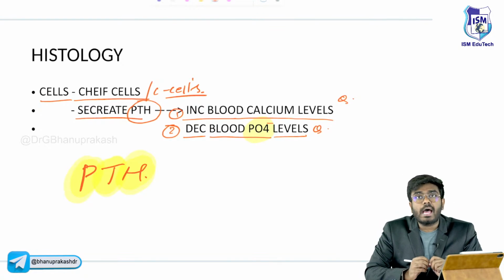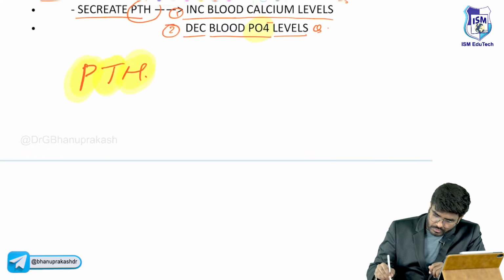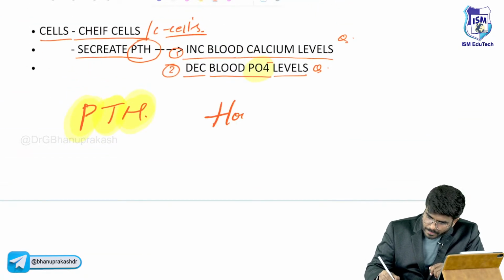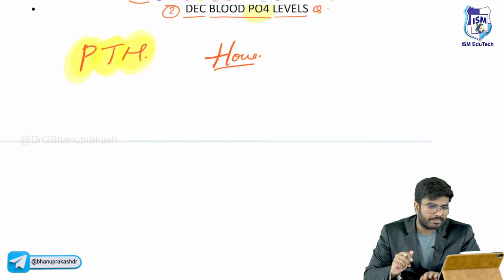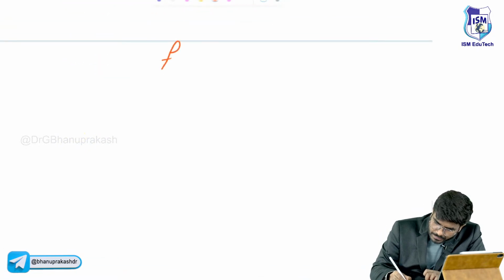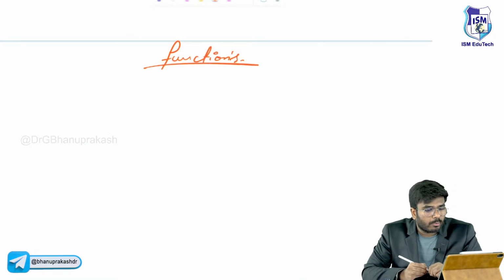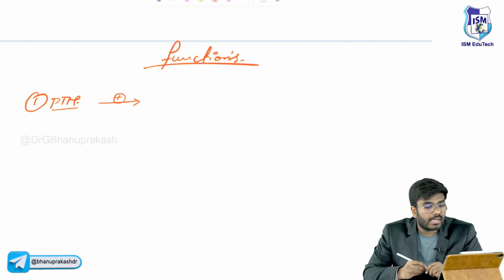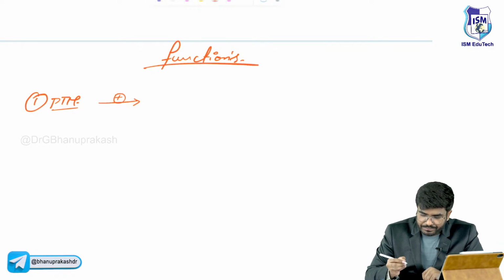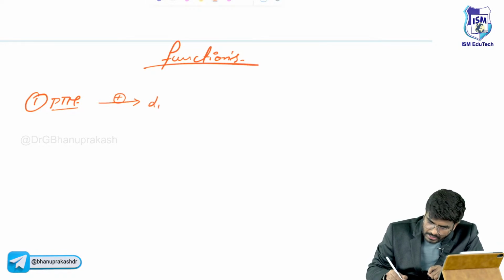Now, the next question is how? How does parathyroid hormone increase the blood calcium levels? Let me write the functions here. Functions of parathyroid hormone. Function number 1: parathyroid hormone activates an enzyme called alpha-1 hydroxylase.